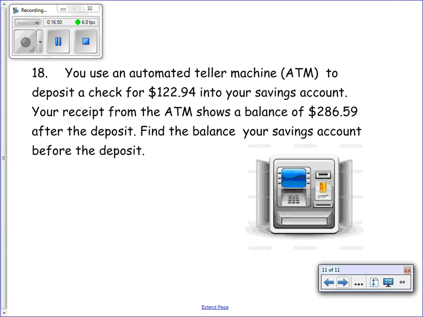You use an automatic teller machine, an ATM, to deposit a check for $122.94 into your savings account. Your receipt from the ATM shows a balance of $286.59 after the deposit. Find the balance your savings account has before the deposit.